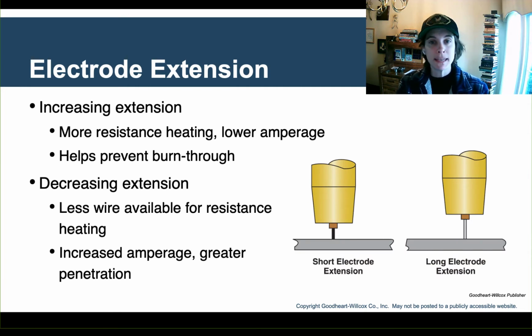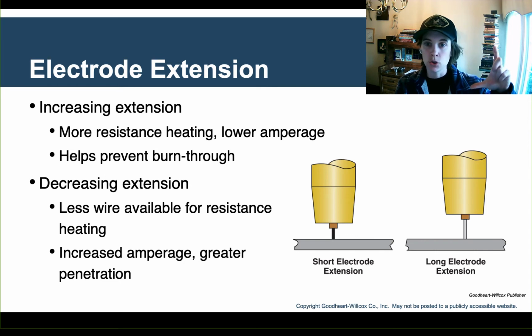So making changes in the extension is going to change some of the parameters of the weld. If you have a longer extension, you're going to have a lower amperage. Basically it translates to a little bit less heat, if you will, less electricity, less water in that pipe there. But it's good for welding super thin stuff because it'll prevent burn through a little bit longer.